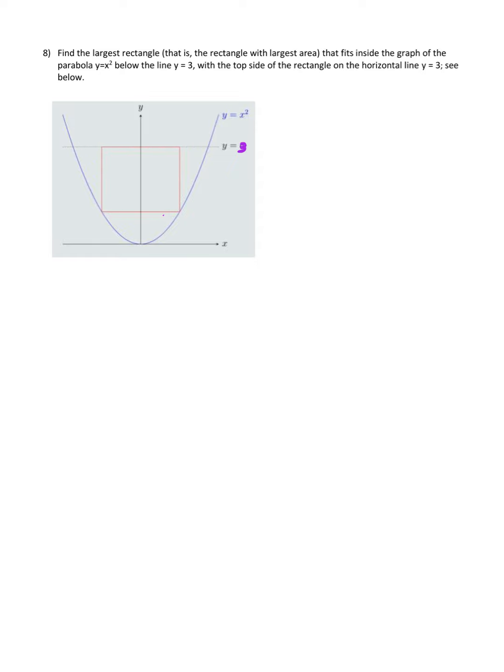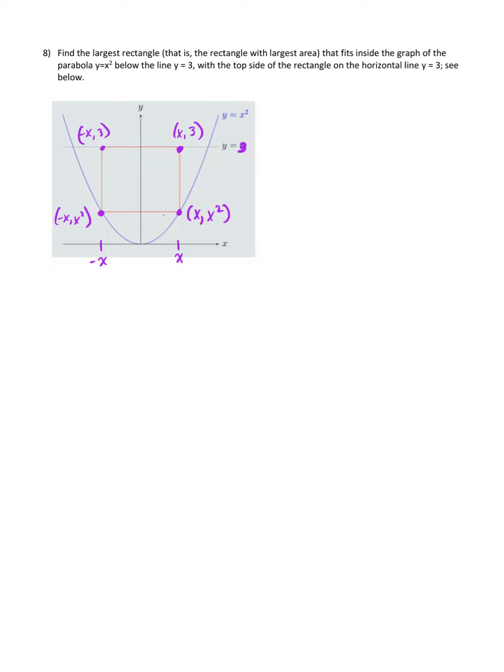looks like. So what's helpful is to say, well, I drew this at a random location, so I'm going to call the x coordinate just x instead of a specific number. We'll call it x. And this one would be negative x because x squared is symmetric about the y-axis, which means this point is x comma, it's on the graph of y equals x squared, so it's x comma x squared. And this one would be negative x comma x squared. And then this point is x comma 3. And this point is negative x comma 3.